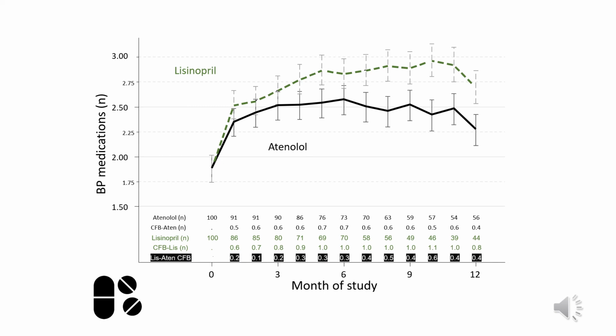The goal blood pressure in both groups was less than 140/90 by monthly home blood pressure monitoring. As you can see in this graph, in the atenolol group, we had to increase the blood pressure medications, but the number of medications that needed to be increased in the lisinopril group was even a lot more. At the end of 12 months, nearly half a medication more was needed to control the blood pressure to less than 140/90 in the lisinopril group.